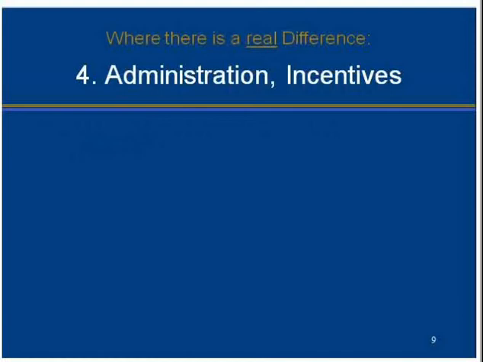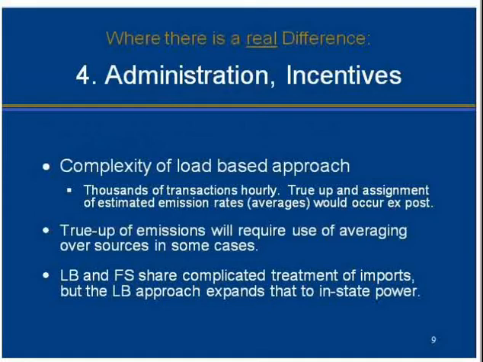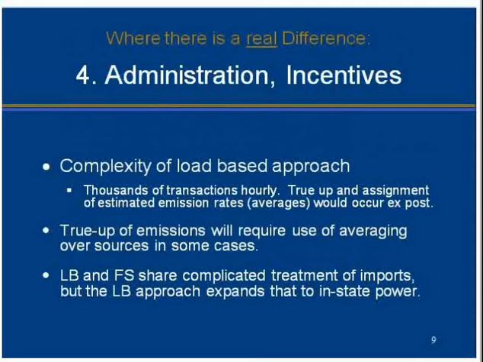Okay, so now I'm going to offer 3 slides where I think there is a real difference between these different approaches. And the first has to do with administrative issues and incentives. Oh, back one. I fault the load-based approach because I fear that it is really tremendously complicated. In California alone, they say there's 15,000 electricity transactions hourly. And the true-up and assignment of estimated emission rates would have to occur ex post, we've already discussed what that means, and it would involve averages rather than any instantaneous measure that can penalize the consumption of power from one source or from another.